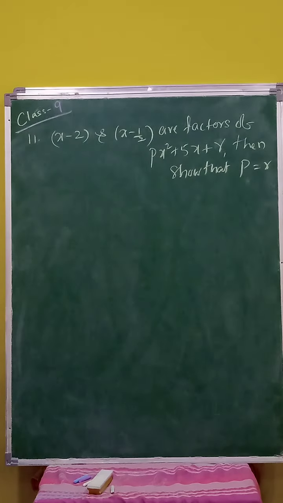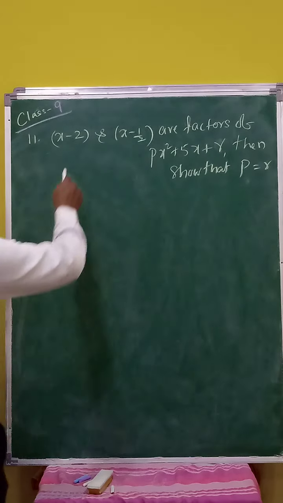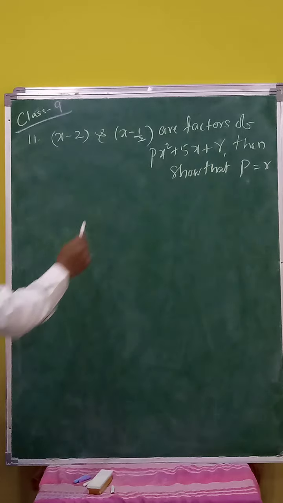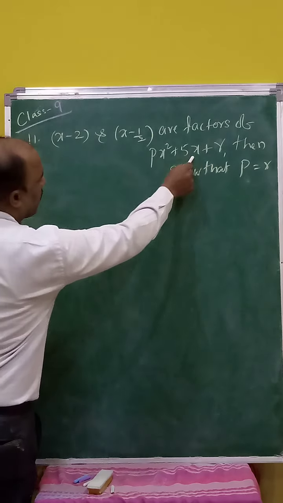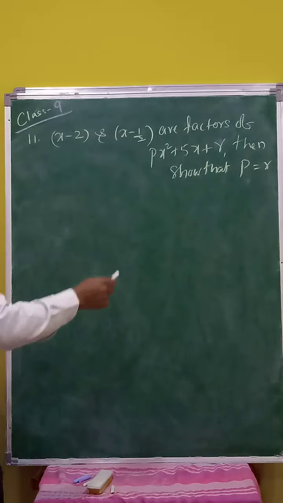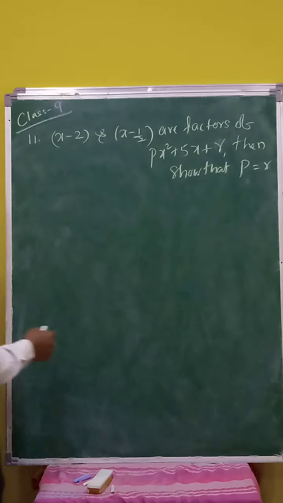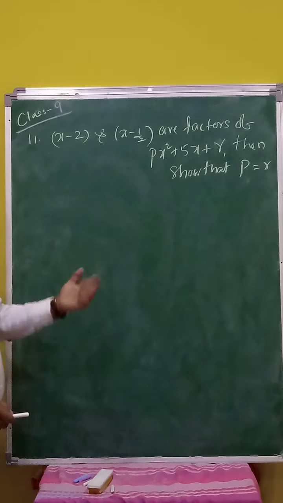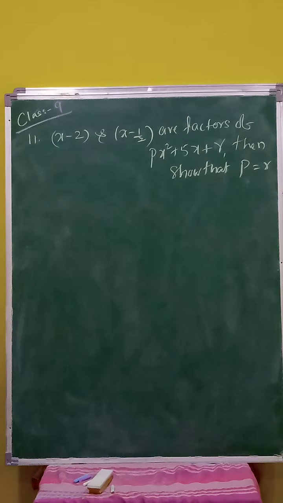We will go for one more example. That is question number 11. X minus 2 and x minus 1 by 2 are the factors of px square plus 5x plus r. Then show that p is equal to r. Here both are factors of the given polynomial. Finally we have to prove p is equal to r.